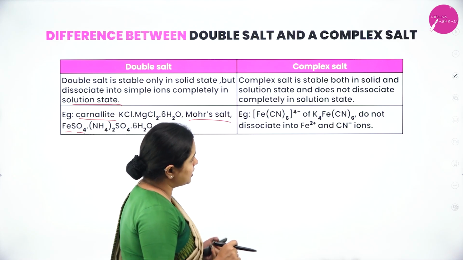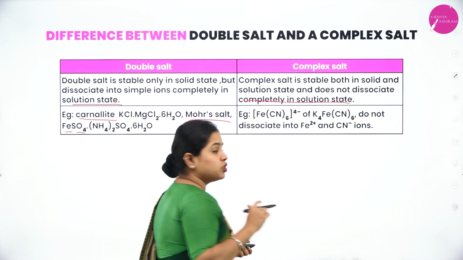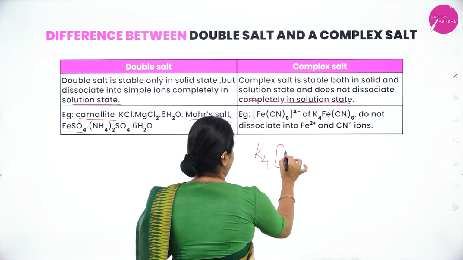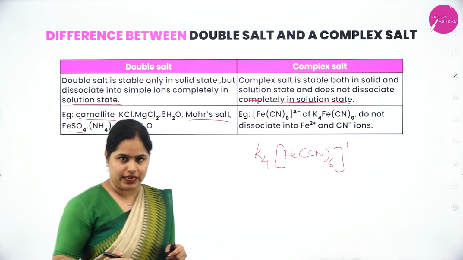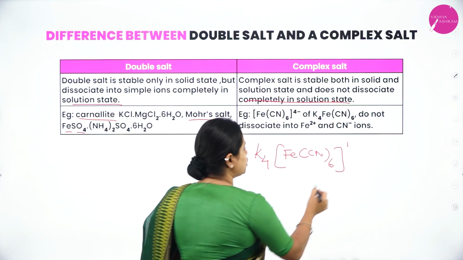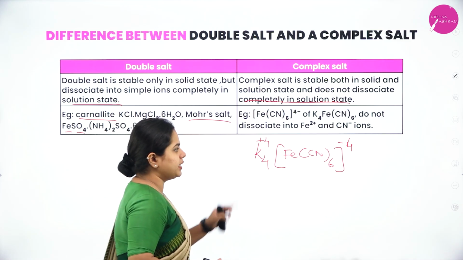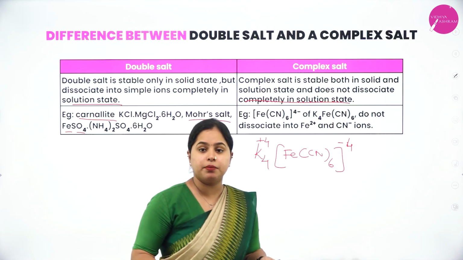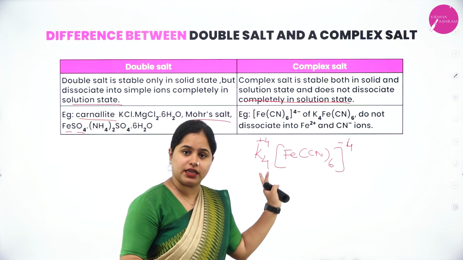Moving on to a complex salt, it is stable in both solid and solution states and does not dissociate completely in solution. For example, take K4[Fe(CN)6], the same example. When it comes into solution, the complex part will dissociate as a 4- ion, and the potassium will be separated as K+. So the potassium will be separated and [Fe(CN)6] will be separated. We can't get iron and CN minus ions separately. It won't dissociate. Whatever is present inside the square bracket will remain as it is.